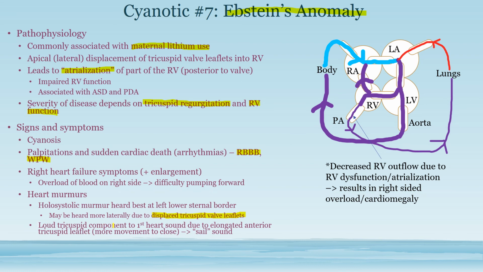Now, we have a loud tricuspid component to the first heart sound due to an elongated anterior tricuspid leaflet. So, the tricuspid valve, one of the leaflets, is very long and anteriorly placed into the right ventricle, and it takes a lot more time to close, and it's like a sail in the wind. Because it's so much bigger and trying to close, it's going to make a sail sound while it moves through the blood, and that's a classic association with Ebstein's anomaly.